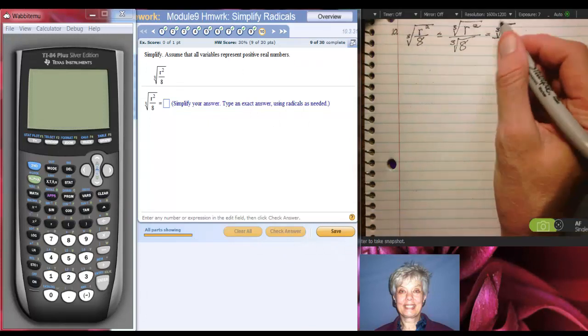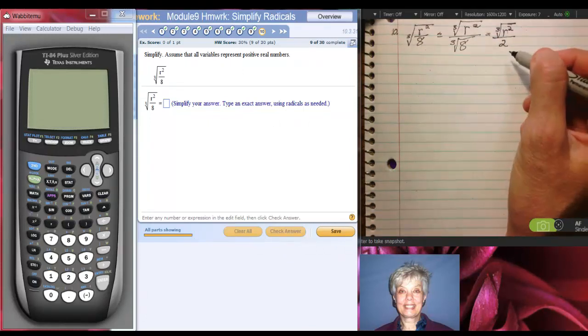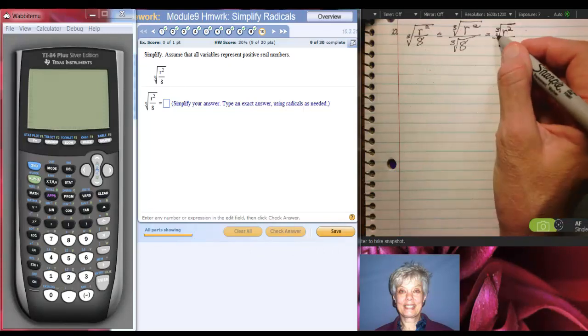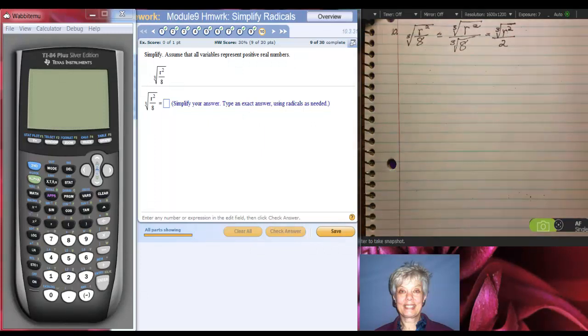Now, I know that this is completely simplified because the power inside the radical is smaller than the power outside the radical. All right, so that's something to remember. Now let's put the answer in.